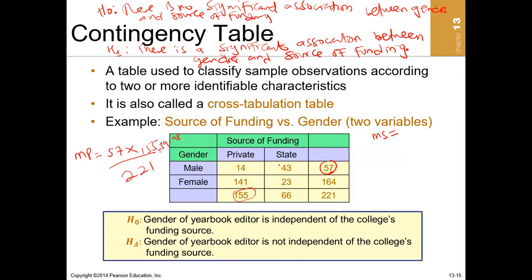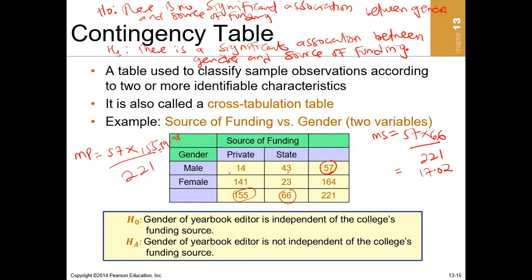Then male state. The expected value for male state: the row total is 57, its column total is 66, divided by a sample size of 221. So 57 times 66 divided by 221, you will get 17.02. So the expected value for male state is 17.02.